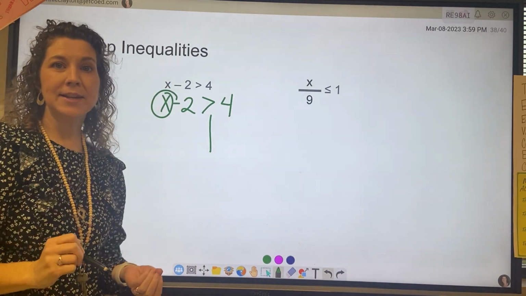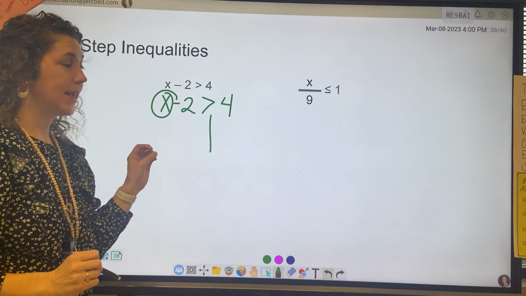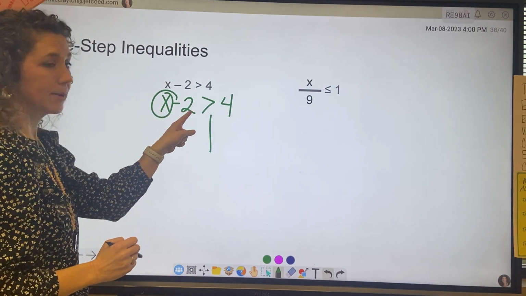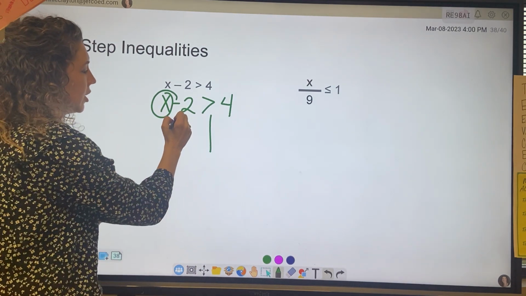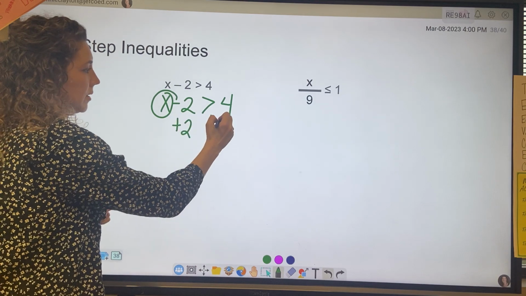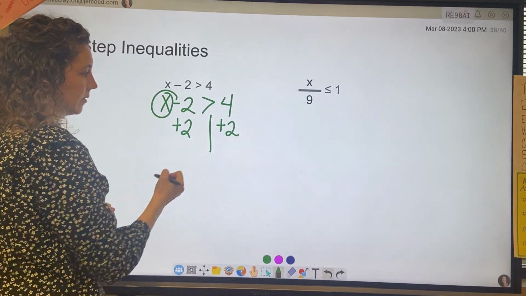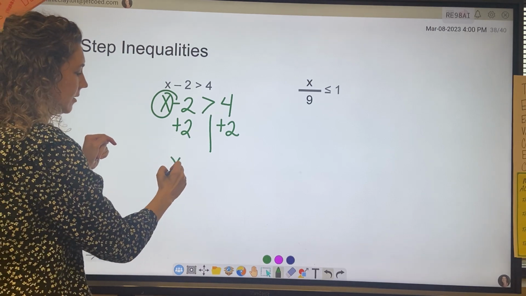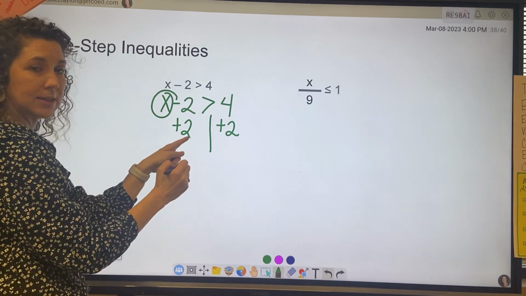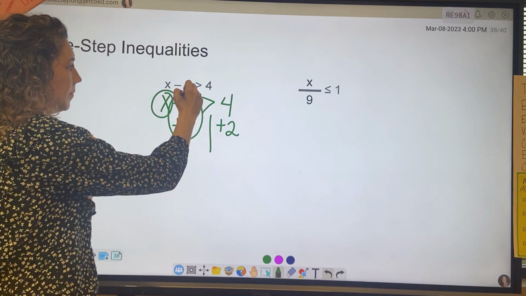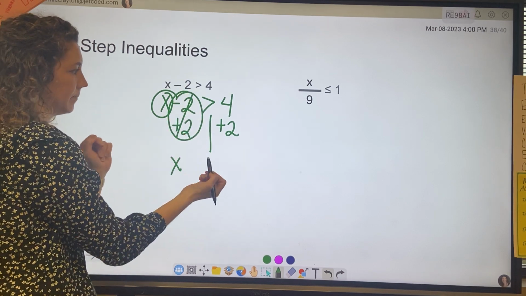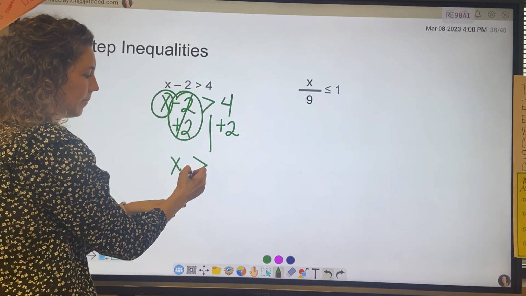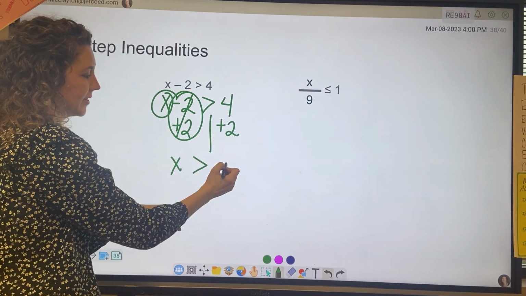Now, what is happening to X? It's being subtracted by 2. So we're going to add 2 to both sides. So now we're ready for our answer. X minus 2 plus 2 is 0. I'm going to make a 0 out of it and slash it. Now bring down that greater than symbol. And then over here we have 6.